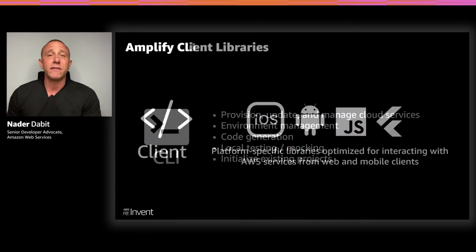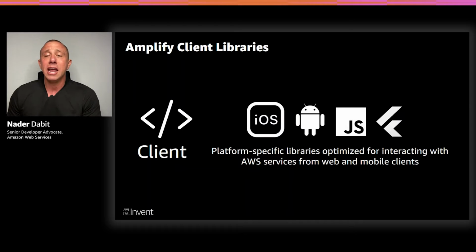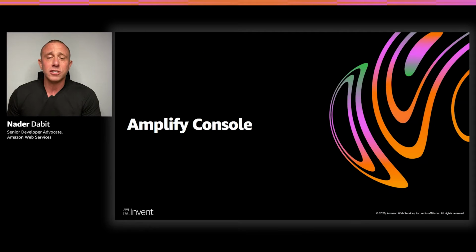Once your backend services have been deployed using the CLI, you can then use the Amplify client libraries to interact and connect to your AWS APIs and services from your front-end web and mobile apps. And Amplify, like I mentioned earlier, currently supports libraries for native iOS and Android, Flutter, React Native, as well as JavaScript and web frameworks like Vue, Next.js, React, Angular, and Ionic, as well as providing UI components for many of those frameworks.